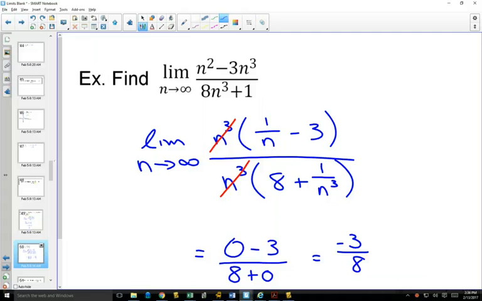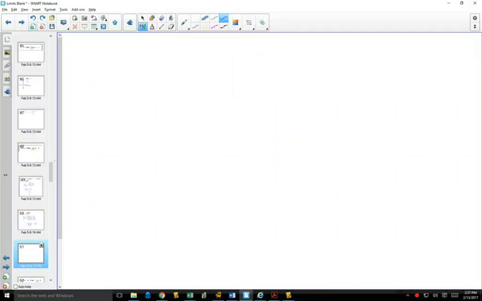Again, looking at the shortcut, if the highest power is n cubed, we have negative 3n cubed on the top. We have 8n cubed on the bottom. If you ignore everything else and simplify that, you'd get negative 3 over 8. So I'm going to give you a couple more where I want you to do the shortcut. Okay?